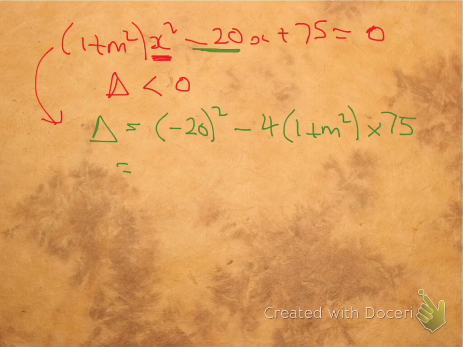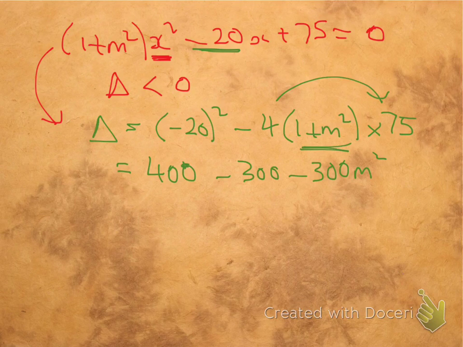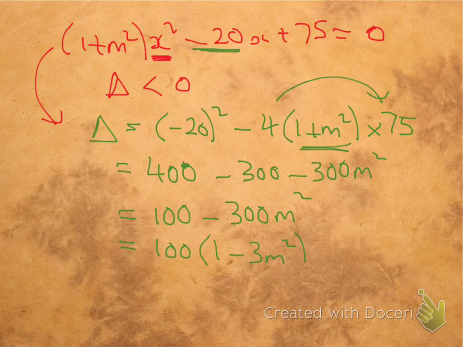Okay, now let's expand this. Negative 20 all squared becomes 400. 4 times 75 is 300, so I can do that 300 first. 300 multiplied by what's in the brackets gives us minus 300 minus 300 m squared. So that's going to simplify to 100 minus 300 m squared. Or let's even make that simpler for ourselves. We'll call it 100 (1 minus 3 m squared). That's not a bad way of going about it as well.